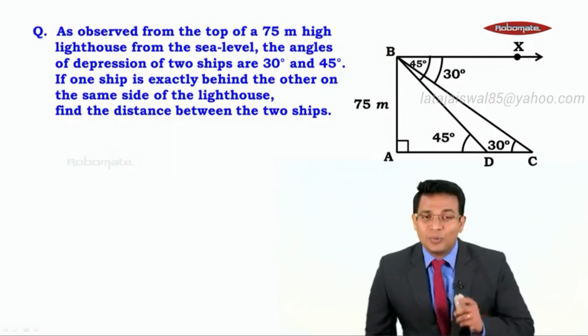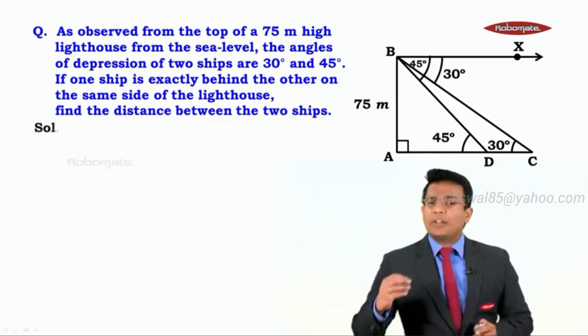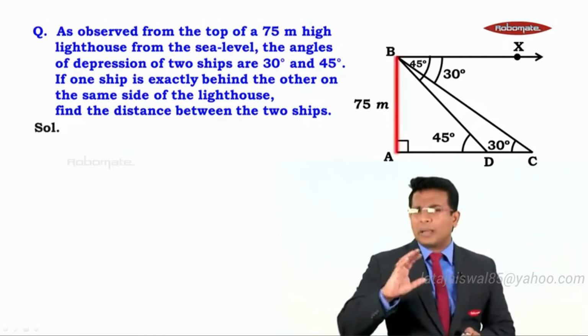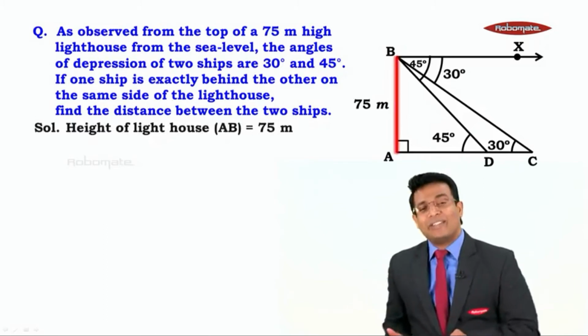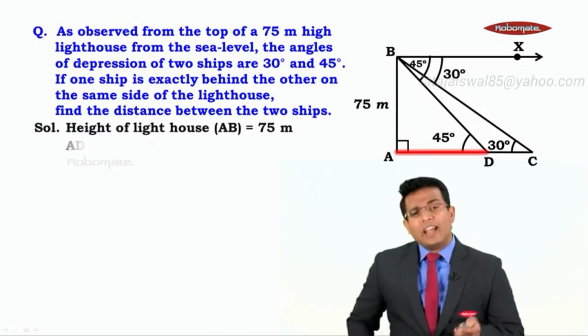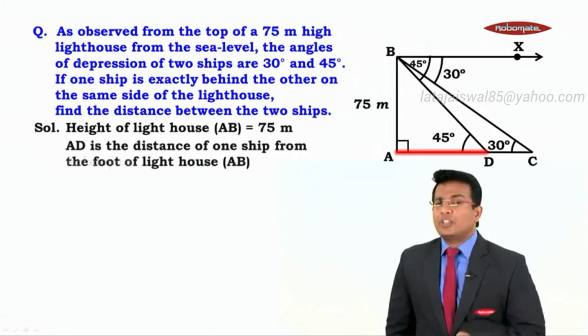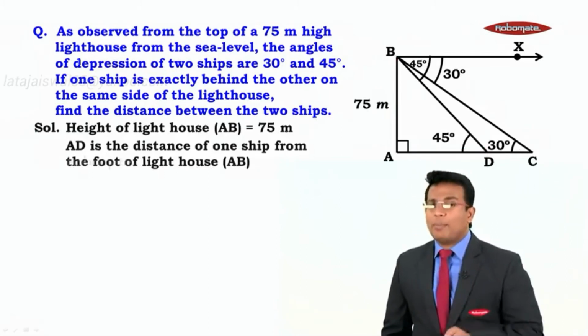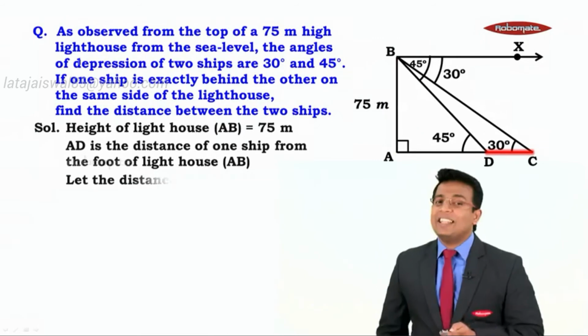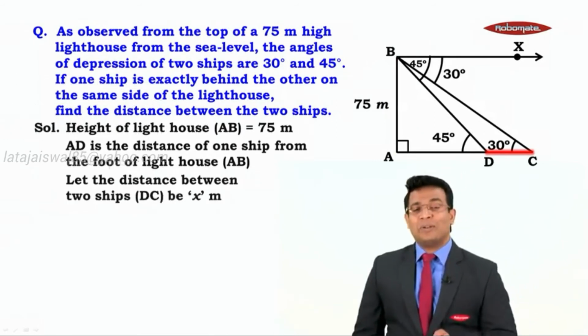Now this is what you are supposed to get from the figure. Once we make these few descriptions, the sum is going to be very easy. We say that AB is nothing but the height of the lighthouse, which is 75 meters. Then AD is the distance of one ship from the foot of the lighthouse. And DC is the distance which we need to find between the two ships.